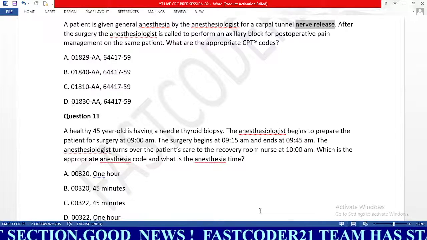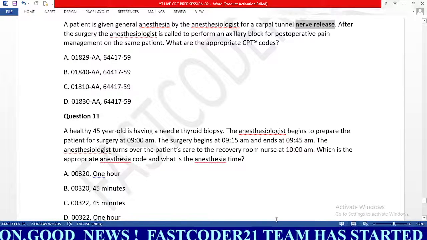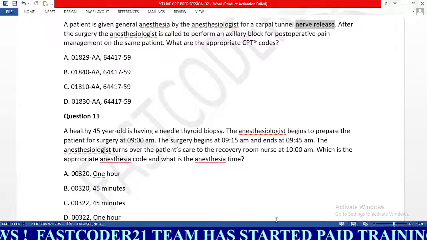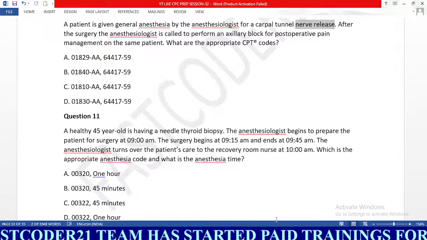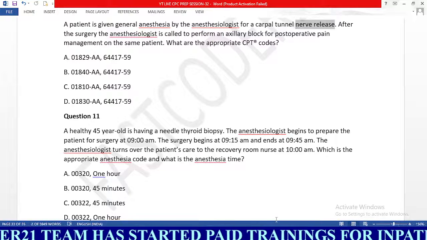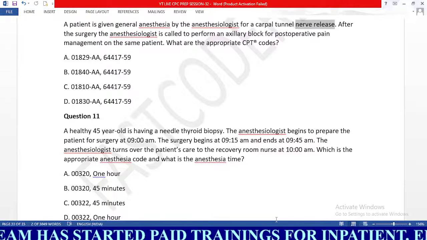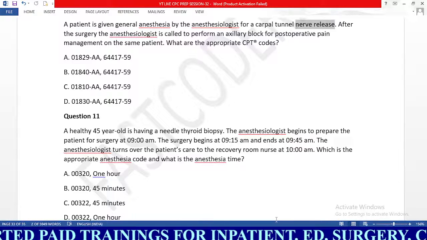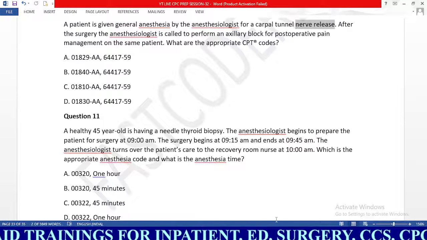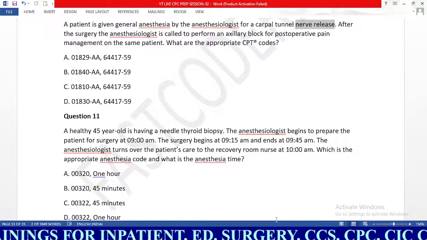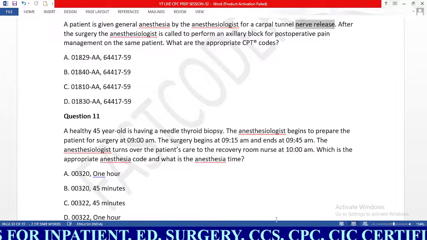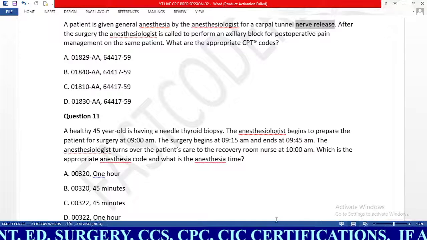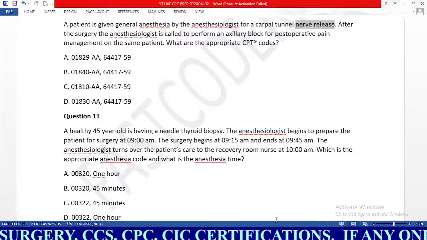So basically, anesthesia is a very easy topic for all of you. You just need to check properly. We have one more minute. Okay, guys, we will discuss the answer.